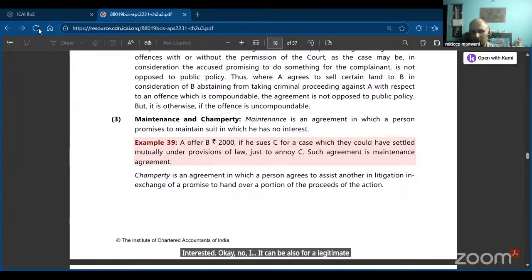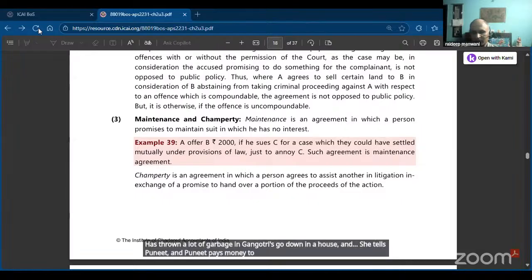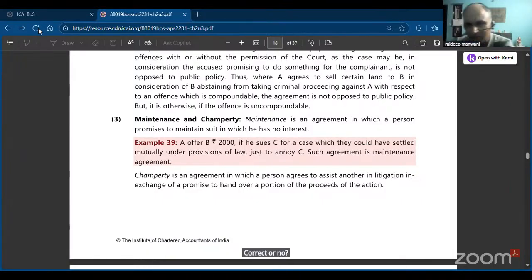Like, let's say Dhanush has thrown a lot of garbage in Gangotri's godown in a house, and she tells Puneet, and Puneet pays money to Gangotri to file a case against Dhanush. This might be a legitimate case also. Then it is a maintenance agreement. He is not interested, Dhanush didn't throw the garbage in his house. Correct or no? You all understood up to here? Yes, sir.